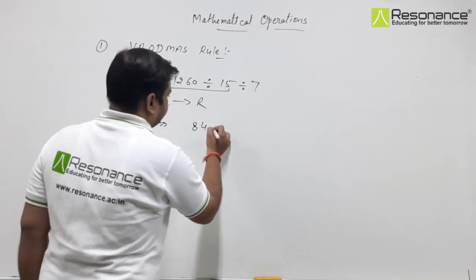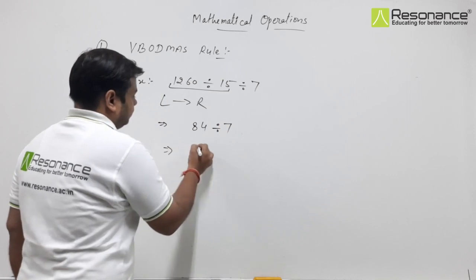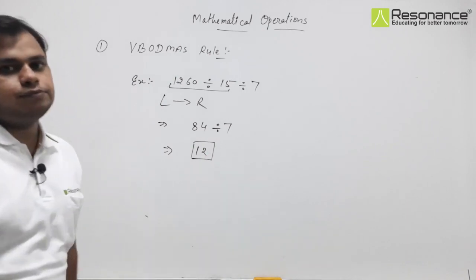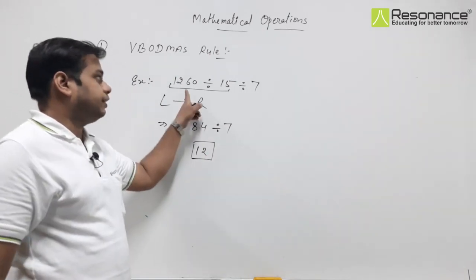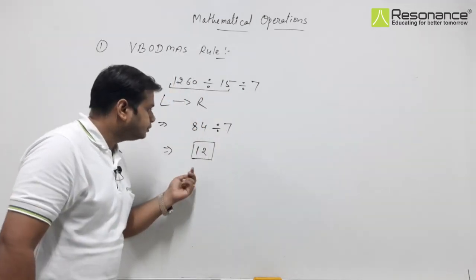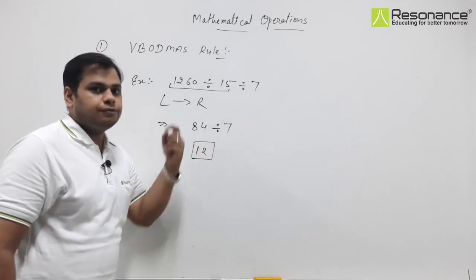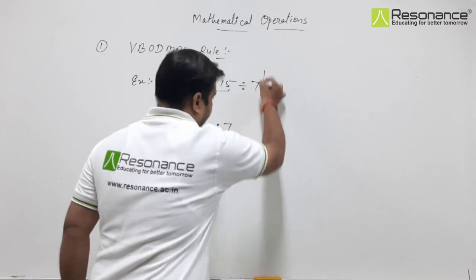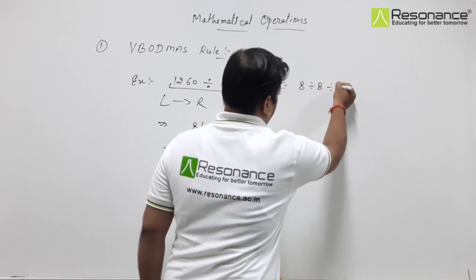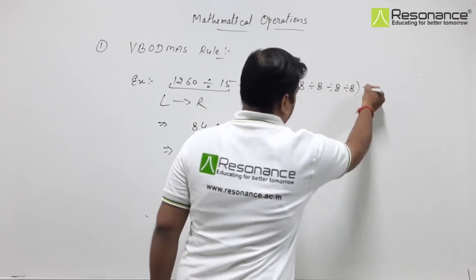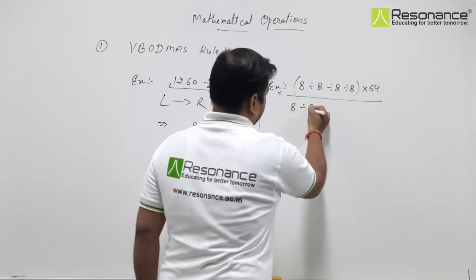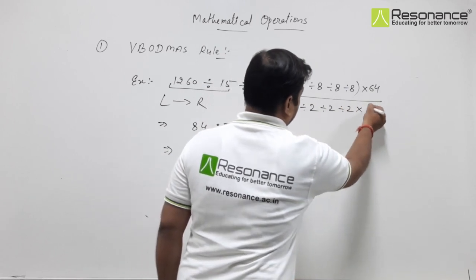84 divided by 7 will give us 12. So 12 is the answer of this equation. So remember this, whenever we have 2 division or 3 division here, then we have to solve from left to right. We can understand by another example, like 8 divided by 8 divided by 8 divided by 8 multiply by 64 upon 8 divided by 2 divided by 2 divided by 2 multiply by 1.